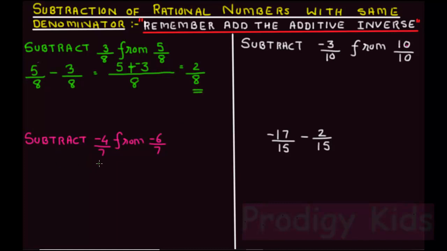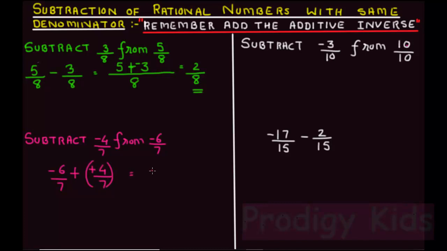Subtract negative 4 by 7 from negative 6 by 7. Again, the denominators are the same. And it is asking us to subtract negative 4 by 7 from negative 6 by 7. So please remember, add the additive inverse. This is applicable only in the case of subtraction. So add the additive inverse of negative 4 by 7, which is positive 4 by 7.